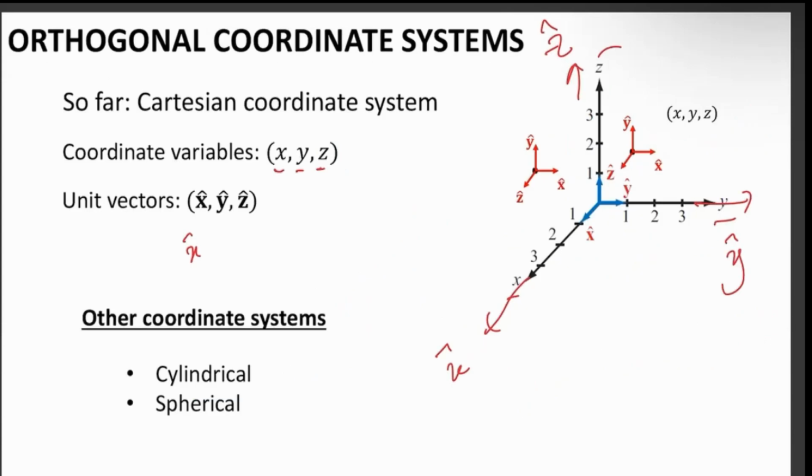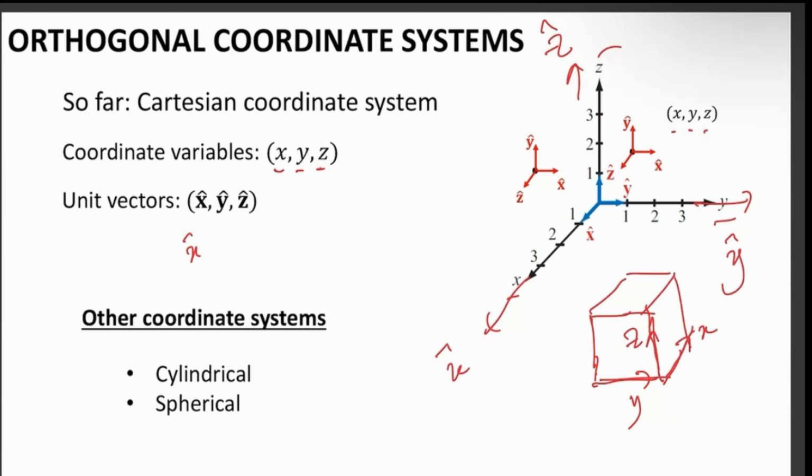So in terms of x, y, and z, we have length, depth, and also height. So we can draw a cube. Length is the y axis, this one is the x axis, this one is the z axis. So we have length, height, and also width. Okay, this is Cartesian coordinate. Any question? No question.